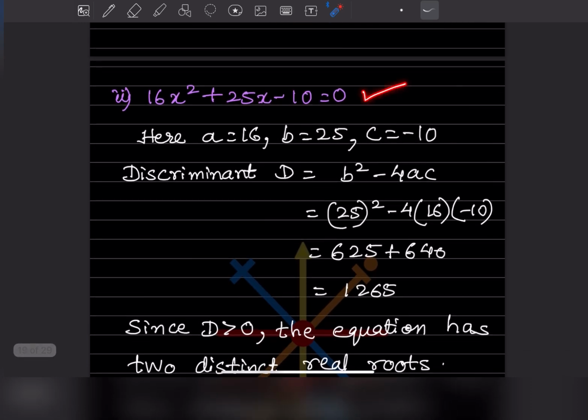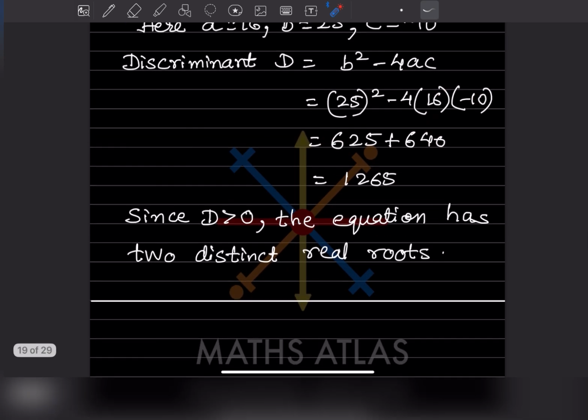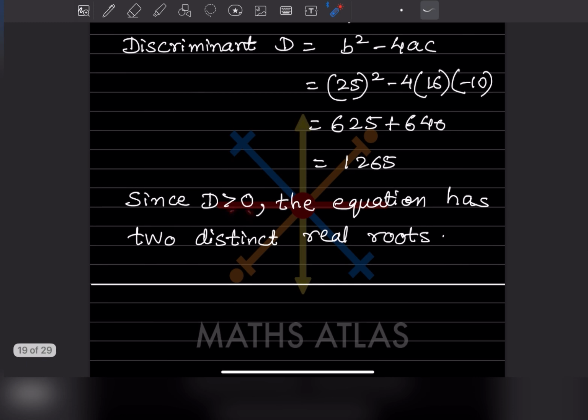Now in this equation, again a is 16, b is 25 and c is minus 10. So that is written here. Discriminant is b square minus 4ac. So 25 square minus 4, a is 16 and c is minus 10. 25 square means 25 into 25, that is 625, and minus minus becomes plus. When you multiply this, that is 640. So adding, that is 1265, which is greater than 0. So again here also the equation has two distinct real roots.